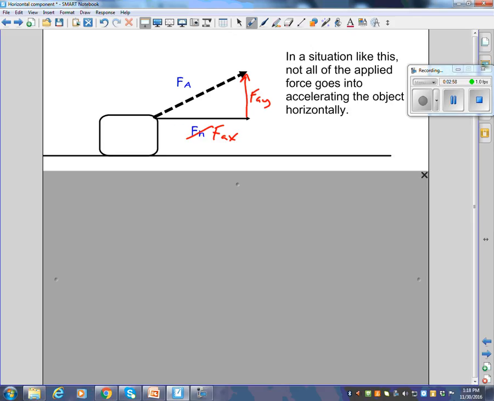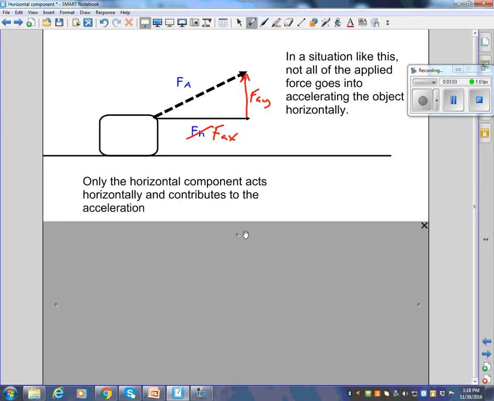Okay. Only the horizontal component acts horizontally and contributes to the acceleration. So the FAY does nothing to how fast it moves. FAY does nothing to deal with how fast it goes sideways. Okay? This is a good lead-in as well to the grade 12 unit on projectiles because we break everything into X and Y components. Momentum as well. That idea of components is a concept that's expanded on in grade 12. So this is your first look at components.